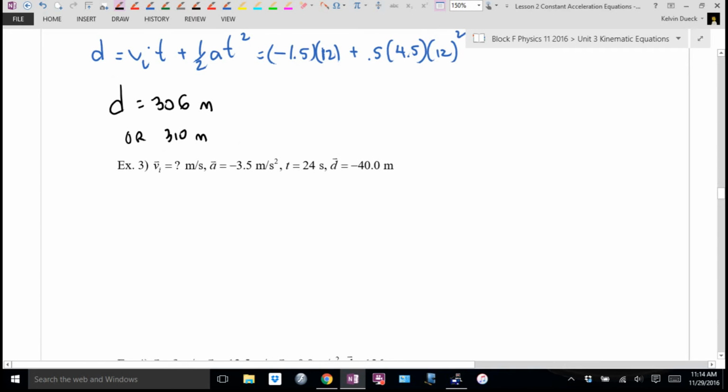Let's kick it up a notch. Jaden, what are they asking me to find in example 3? VI. Yeah, because now there's always going to be 2 velocities, an initial and a final, because we're accelerating now. So VI. They also gave me an A, a T, and a D. Jaden, which equation?